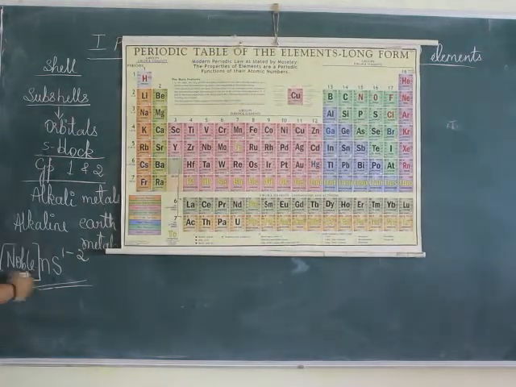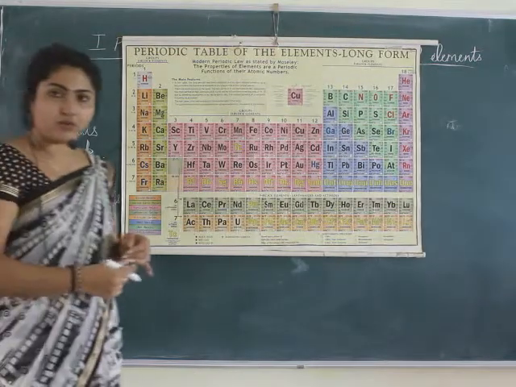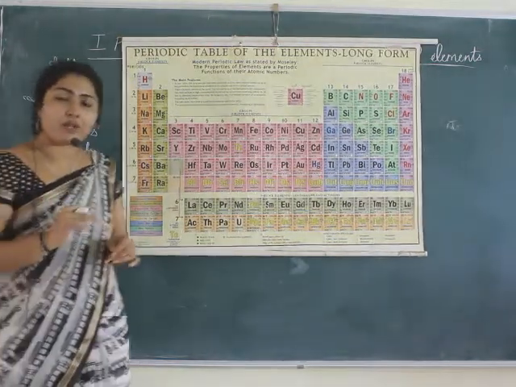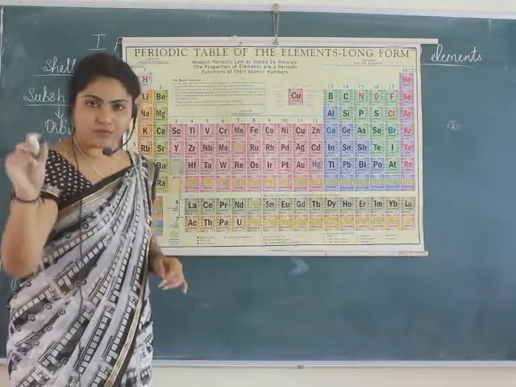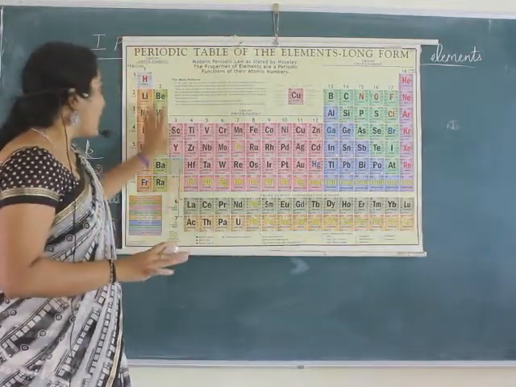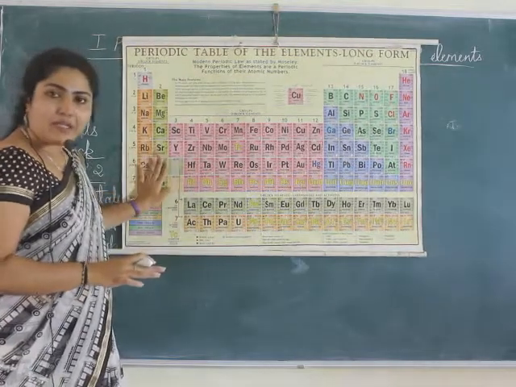It means noble gas configuration into ns1-2. But if they ask you a question, what is the outer electronic configuration, you will write only ns1-2. Clear? Now, that was about S block elements.